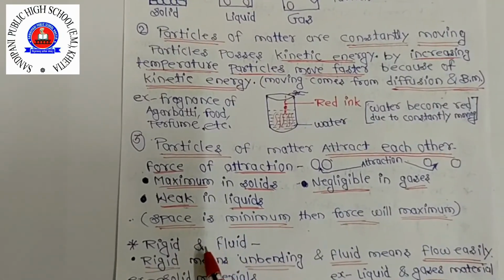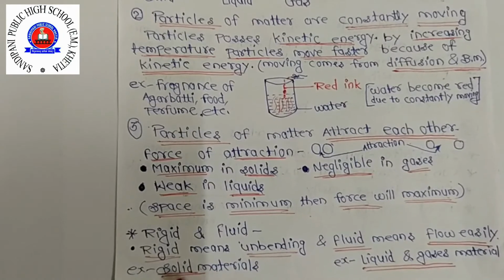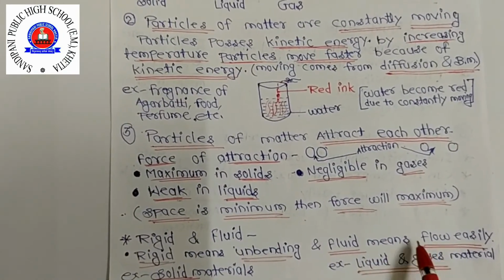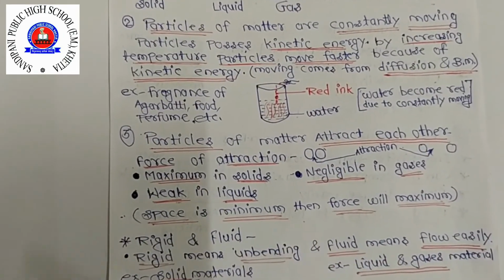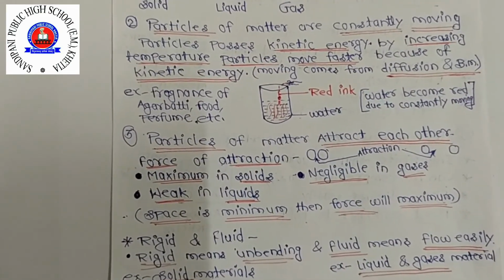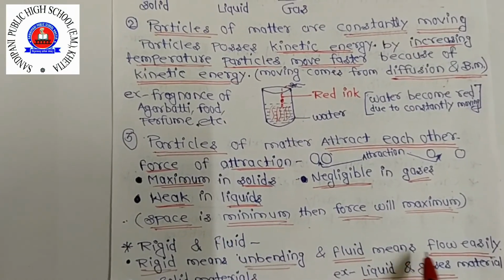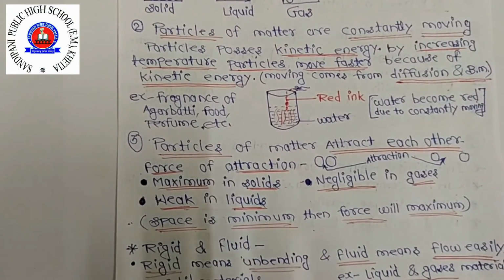And next one is what? Rigidity and fluidity, that solids have the higher rigidity and that all the liquid and gases have the higher fluidity. Clear? तो सबसे ज़्यादा किस में रहती है? That rigidity and fluidity, that solid materials have the higher and that liquid and gas the higher fluidity. Clear? Thank you.